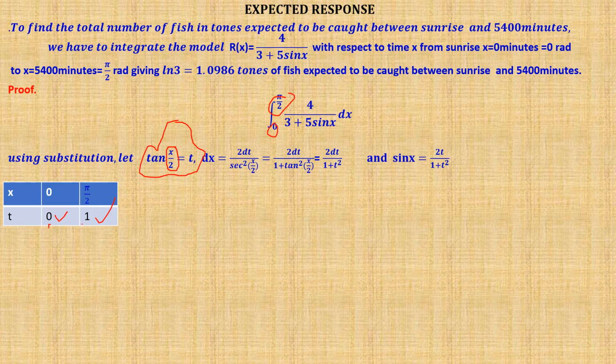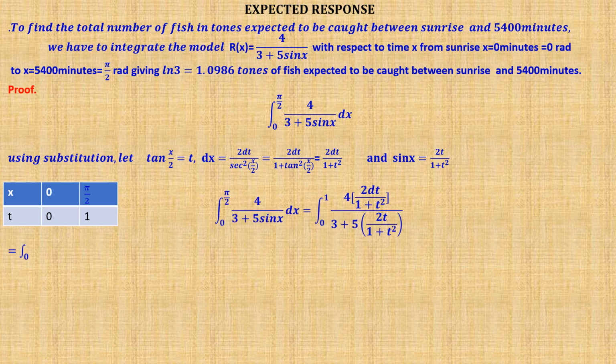So I will start now integrating the new function with respect to t when the limits are already changed from 0 to 1. And guess what? Even the new function will be in terms of t. So substituting it back, I get the value of sine x substituted, then dx substituted. I simplify the function algebraically.